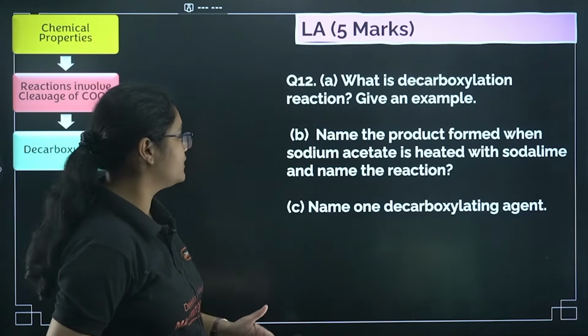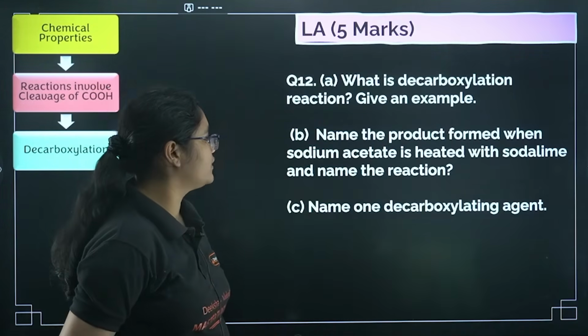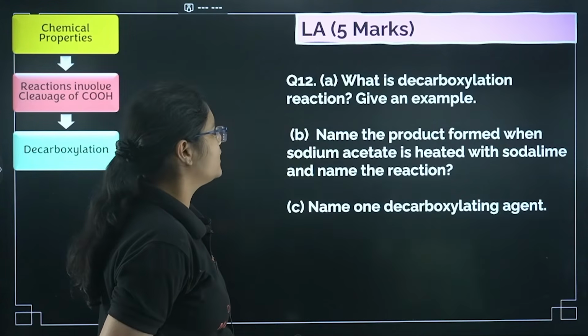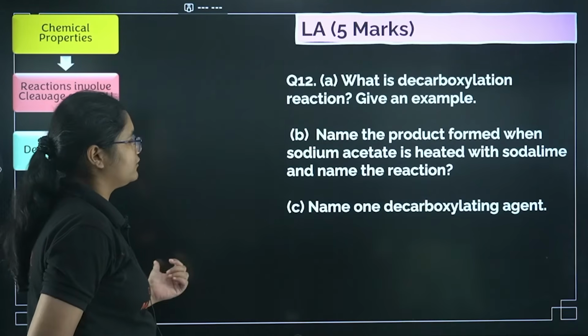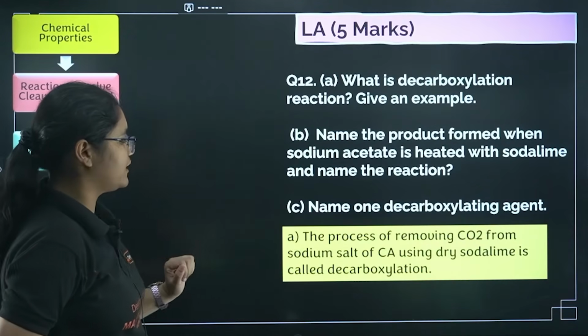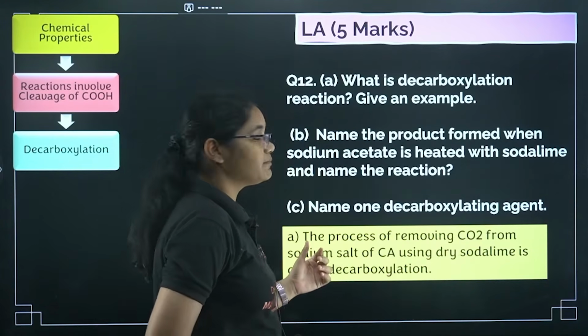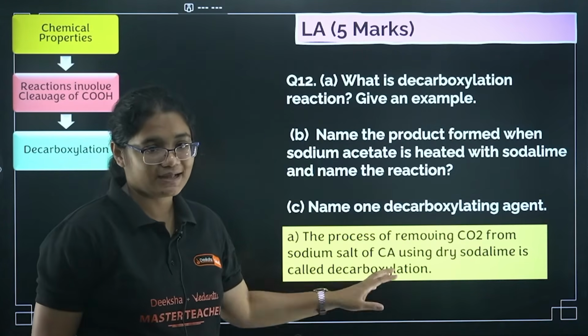Next question, what is decarboxylation reaction? Give an example. Name the product formed when sodium acetate is heated with soda lime, and name the reaction. Name one decarboxylating agent. Okay, so what is decarboxylation reaction? The process of removal of carbon dioxide from the sodium salt of carboxylic acid.